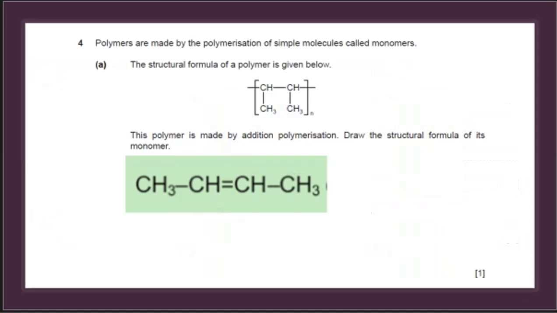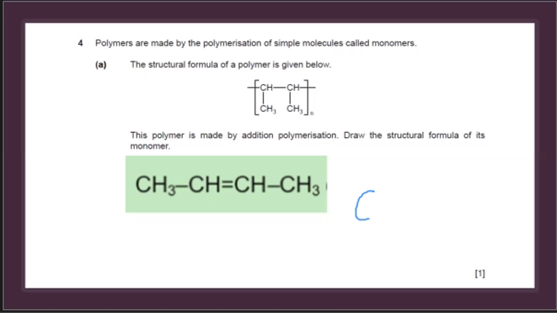All right, question 4. Polymers are made by the polymerization of simple molecules called monomers. The structural formula of a polymer is given below. So they show you what a polymer repeated unit looks like. This polymer is made by addition polymerization. It means to say that a double bond was broken somewhere, most likely right here. Draw the structural formula of its monomer. So it's this same structure being repeated except with the presence of a double bond right there.